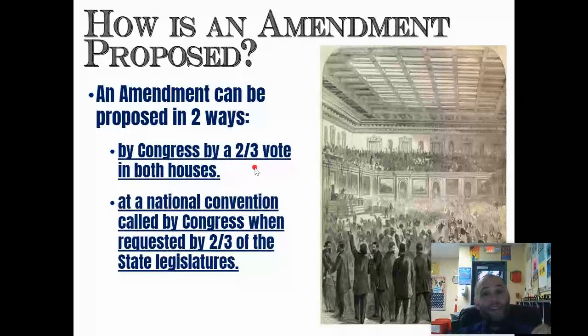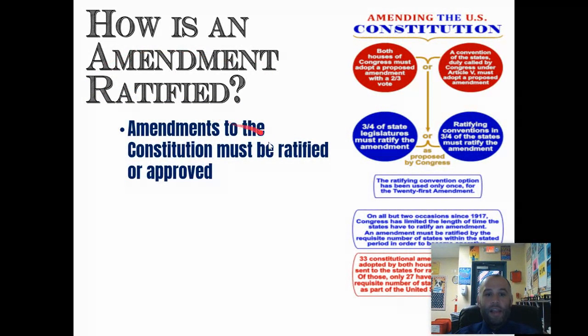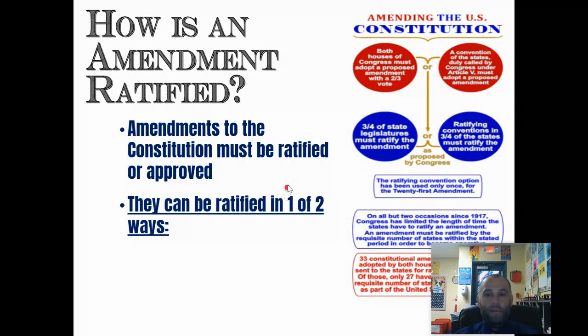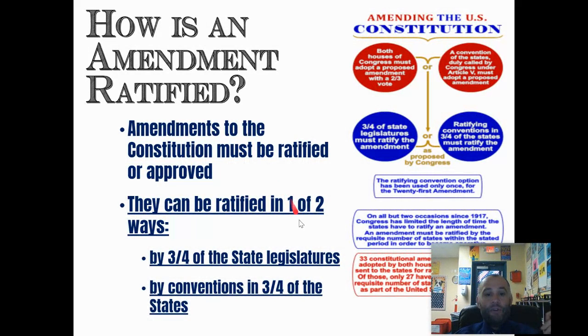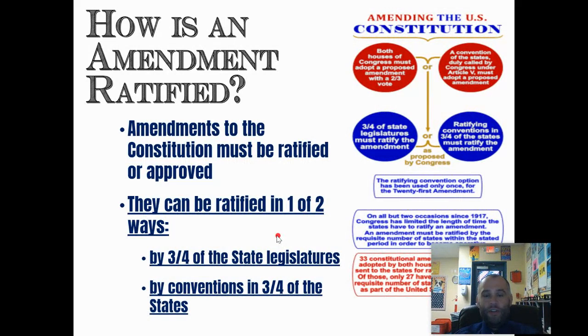Now, once it's proposed, it does not become an amendment until it's ratified. So the next step is ratification. Again, there are two ways that an amendment can be ratified. After it's proposed, it can be ratified by 3/4 of state legislatures. That would mean the amendment would go to all 50 states, and the state legislatures, for example, Florida's is in Tallahassee. If Florida votes to ratify, we would need 36 states to vote to ratify. At that point, it becomes an official amendment.